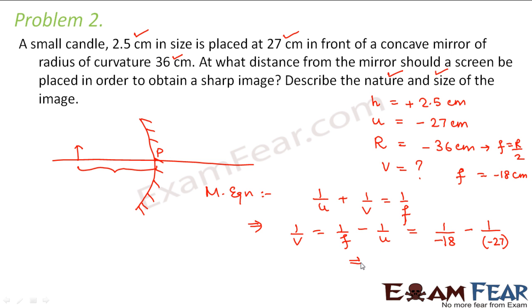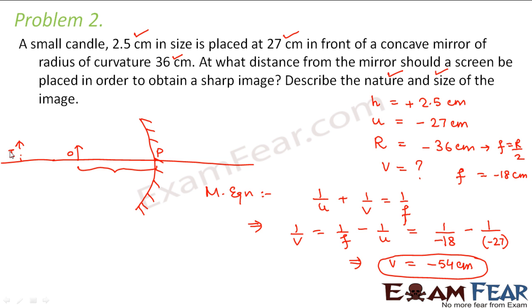So from this we get v is equal to minus 54 centimeters. So what does it say? It says that the image will be formed at a distance of 54 centimeters from the mirror and the sign is negative. That means the image will be formed somewhere here, right? This would be my image.